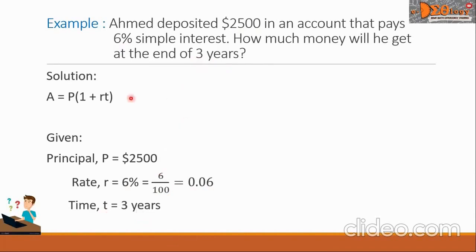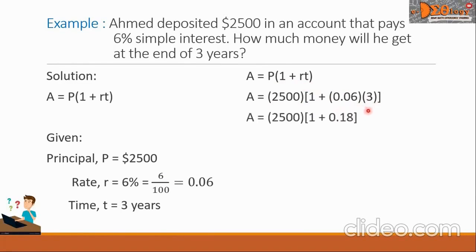Now we are ready to use our formula. Let us write it on this side, and then let us do the substitution. The capital P is now 2,500 times the quantity 1 is a constant, we will just copy, and then plus the product RT, so R now becomes 0.06 times the T, and that is 3. On the next line, we will get the product of the 0.06 and the 3. So we will have 0.18.